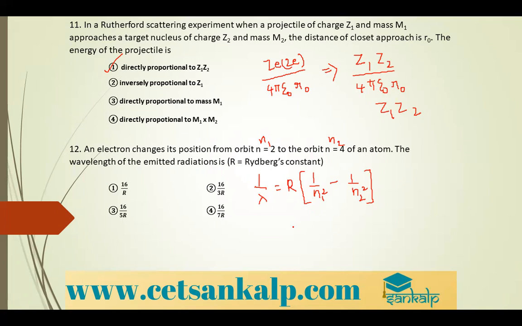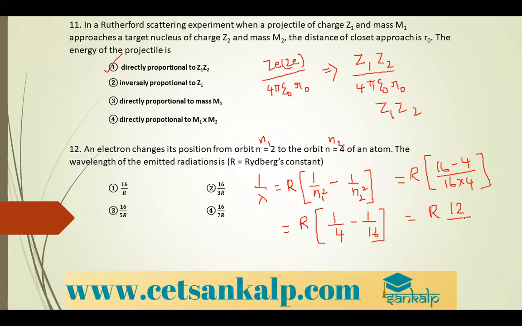Okay, so you want to find lambda, right? So keep R as it is. So 1 divided by 2 square, that is 4, minus 1 by 4 square, that is 16. Okay, so LCM below, I am multiplying: 16 into 4, so 16 minus 4 is 12. So R is equal to 12 divided by 16 into 4.